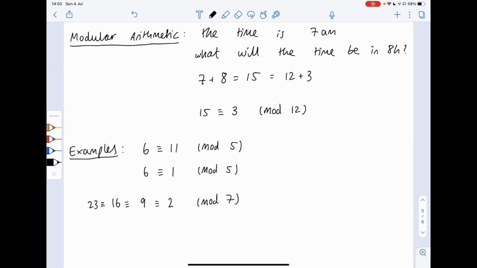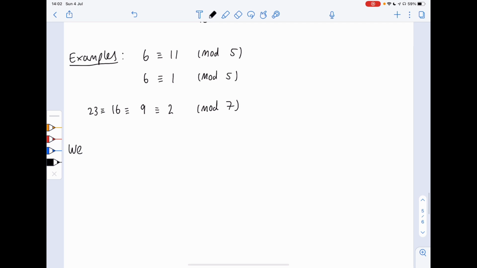Okay, so I'll write down a more formal definition, and it might not be clear at the moment why my definition makes sense, but hopefully I'll be able to convince you that it does. We say that A is congruent to B mod n, which means A and B are the same mod n. So kind of in our examples above, 6 and 11 mod 5, 6 and 1 mod 5, 23, 16, 9 and 2 mod 7. These are all the same.